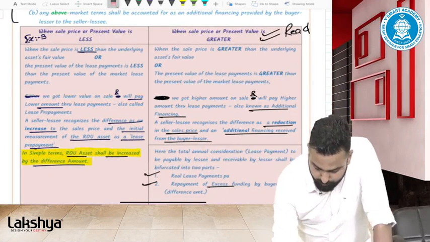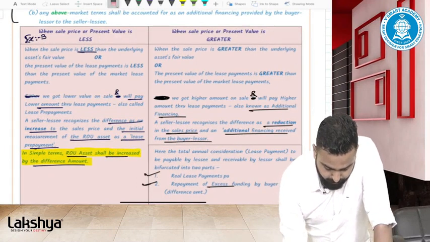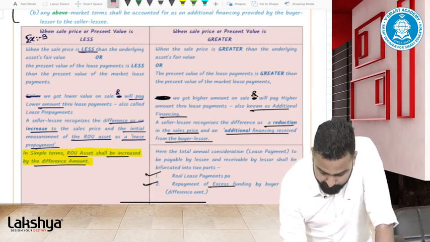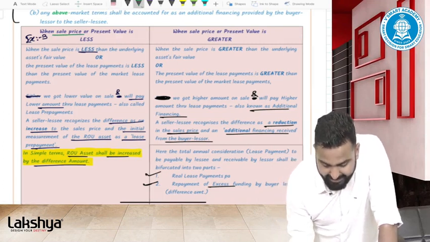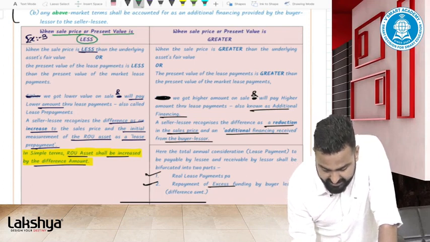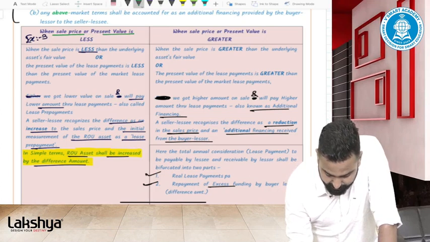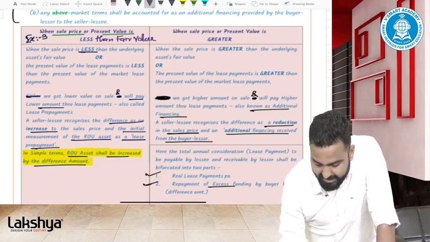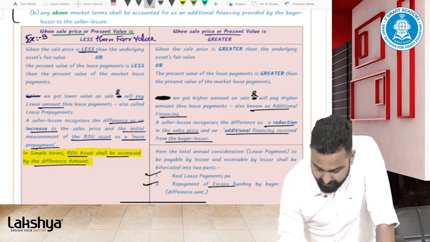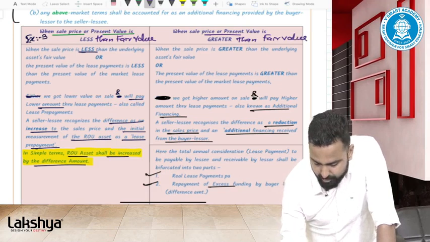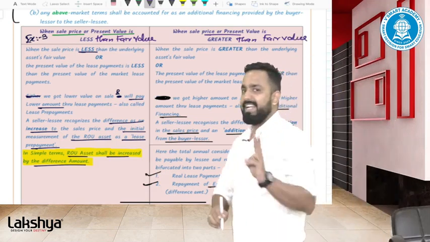Now what to do? When the sale price or the present value is less than fair value, or when the sale price or present value is greater than fair value. Now here two different cases are there.